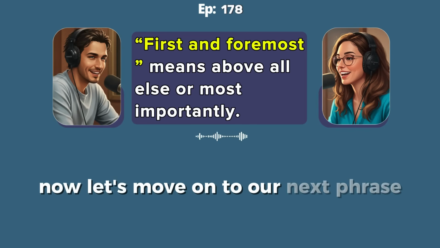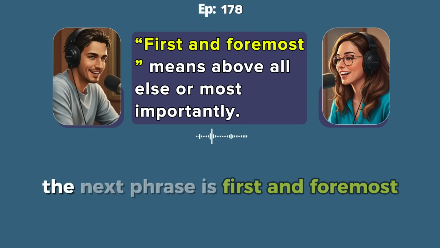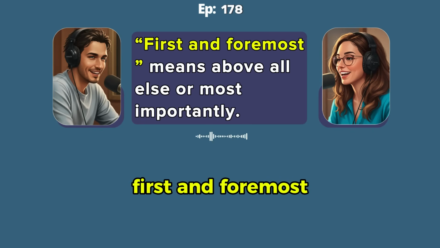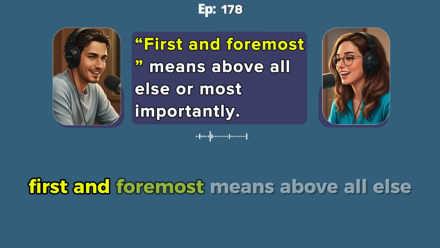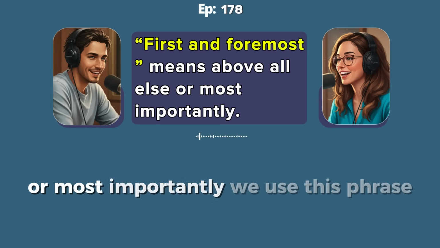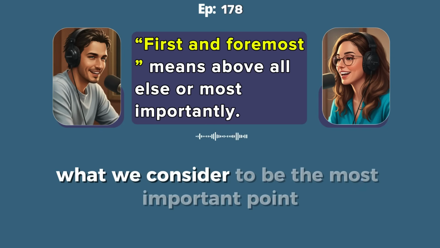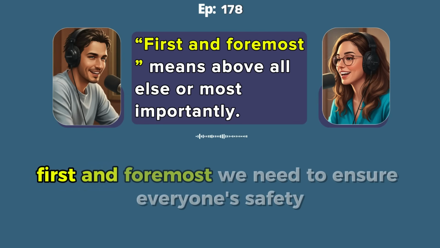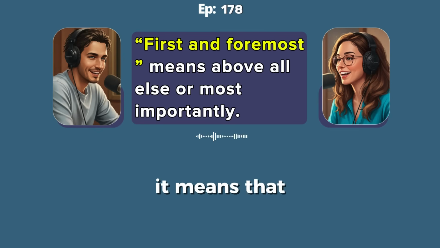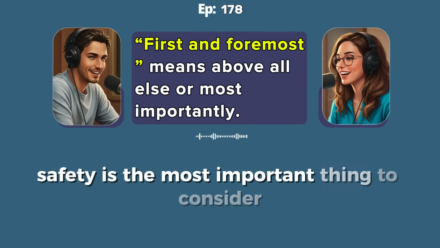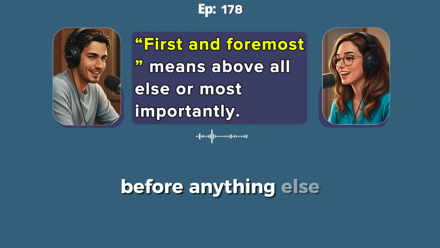Now let's move on to our next phrase. The next phrase is first and foremost. First and foremost means above all else or most importantly. We use this phrase when we want to emphasize what we consider to be the most important point. For example, first and foremost, we need to ensure everyone's safety. It means that safety is the most important thing to consider before anything else.